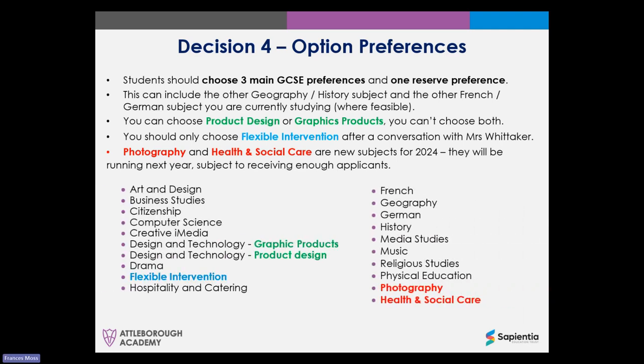The other options that you have got are the ones that you probably are already aware of. So art and design, business, citizenship, computer science, creative iMedia, and graphics and product design, drama, flex, hospitality and catering. Some of you might refer to it as food tech, but the qualification itself is actually hospitality and catering. We have French, geography, German, history, media studies, different to iMedia. Again, look at the options booklet for what the differences in those two subjects actually is. Music, religious studies, physical education, and then the two new ones, photography and health and social care.